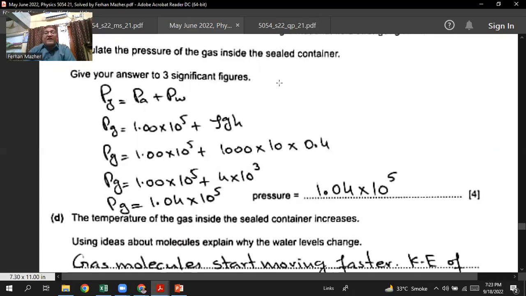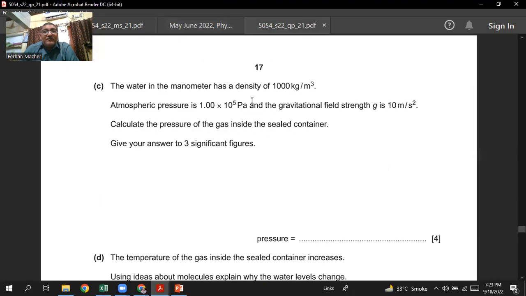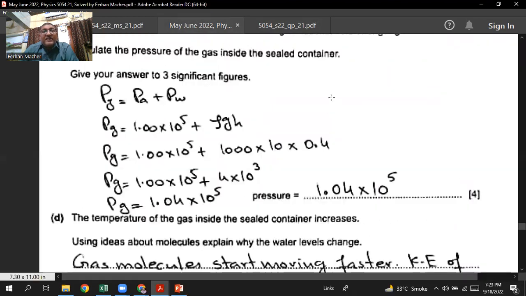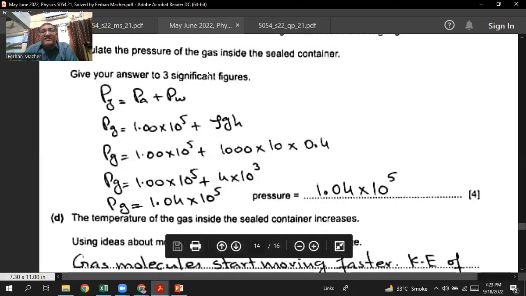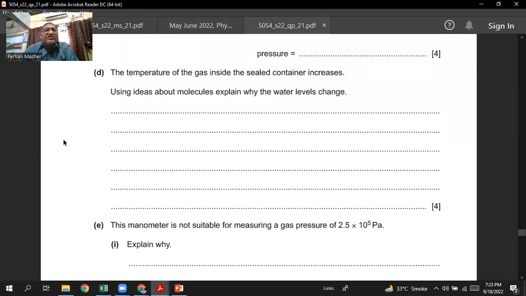1.04 expo 5 Pascal. I forgot to write the unit here, Pascal. That is the pressure of the gas. Then the question says to give your answer in 3 significant figures, and I have given the answer in 3 significant figures. Then the next question is: the temperature of the gas inside the sealed container increases. Using ideas about molecules, explain why the water level changes.